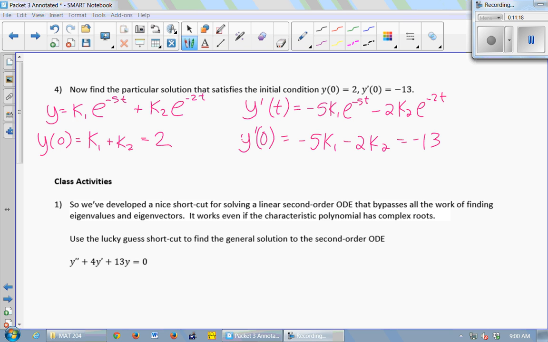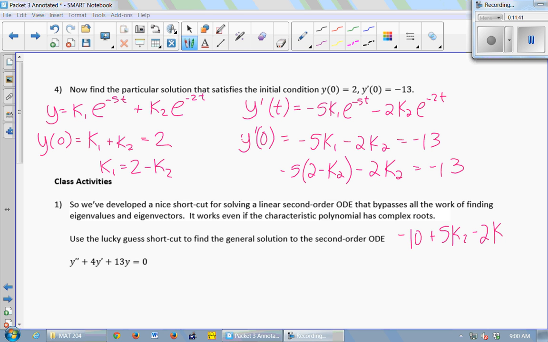We do quick substitution. K1 is 2 minus k2. So I've got negative 5 times 2 minus k2 minus 2k2 is negative 13. Negative 10 plus 5k2 minus 2k2. So this is 3k2 equals negative 13 plus 10 is negative 3. So k2 is negative 1. And that means that k1 is 3.